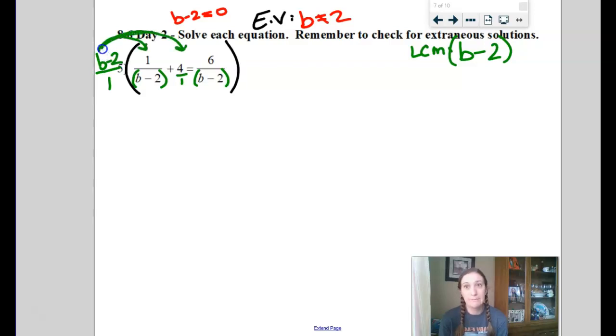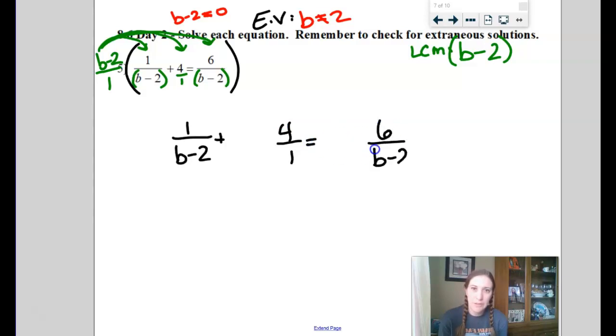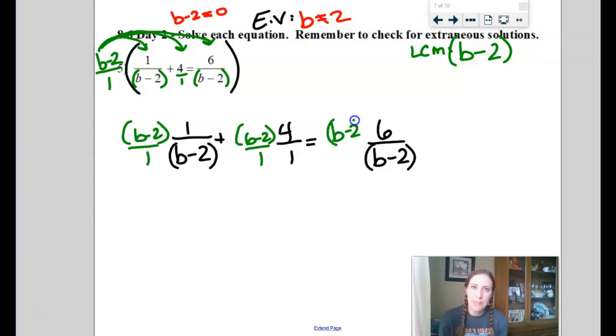Okay, so again, I know this feels like it's a lot of writing. It is, but trust me, it's going to make it better. So the original problem, I'm just going to space it out at first. 1 over b minus 2 plus, leave some space here. I got a 4 over 1 equals, leave some space here, and then a 6 over b minus 2. Now, what I'm going to do is I'm going to put my factors in parentheses. It just helps me. So in front of each of these terms, I'm going to throw the b minus 2 over 1. Again, I'm going to use parentheses. B's and 6's look the same in Abruzzo land. Sorry.